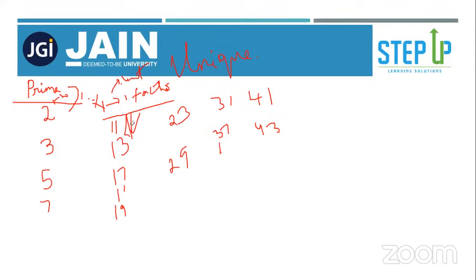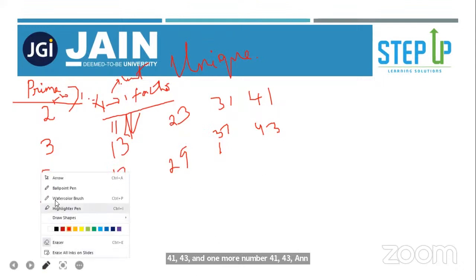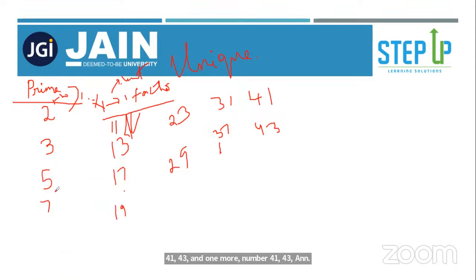Okay, so 2, 3, 5, 7, 11, 13, 17, 19. I'm just erasing in between. All the numbers would not be divisible by 7. 23, 29, 31, 37, 41, 43, and one more number, 47.